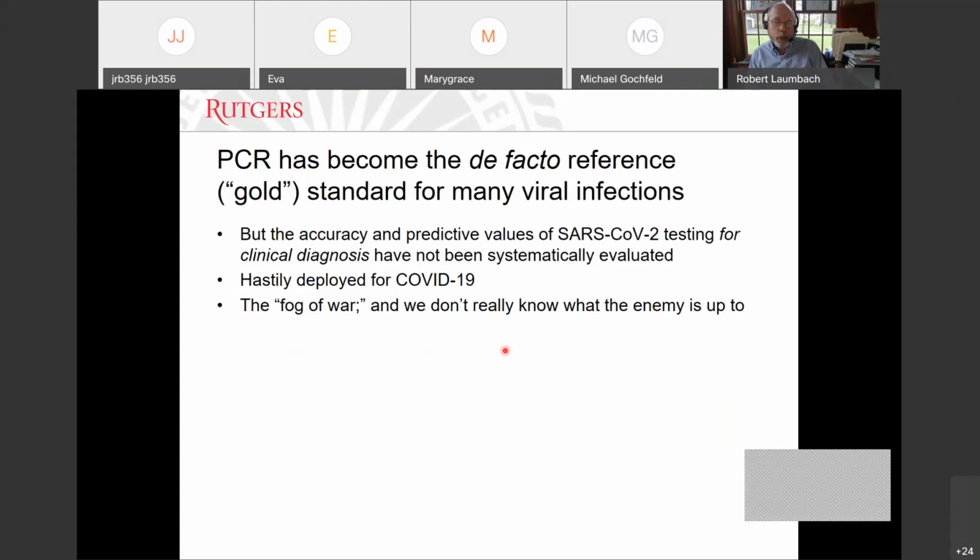But it's really a situation that's sort of like the fog of war in terms of the uncertainty. And then, to carry that analogy a little further, you really don't know what the enemy is up to, because we really don't understand the natural history of the disease yet. And we don't know a lot that we'd like to know about issues like viral shedding and when it occurs, and how much viral shedding, or how much virus RNA, what that actually means.